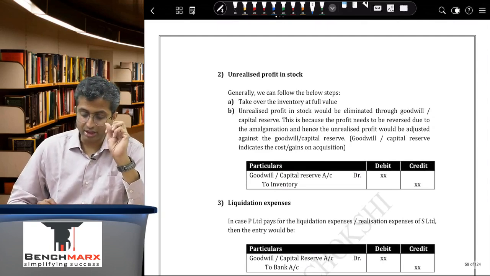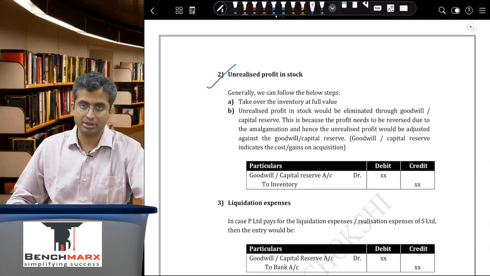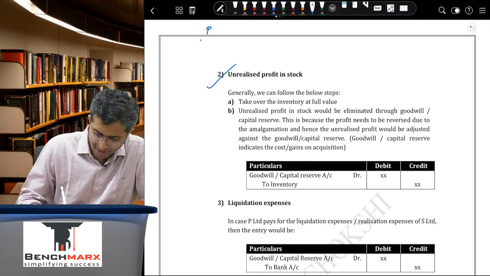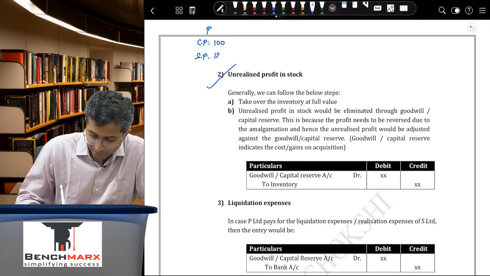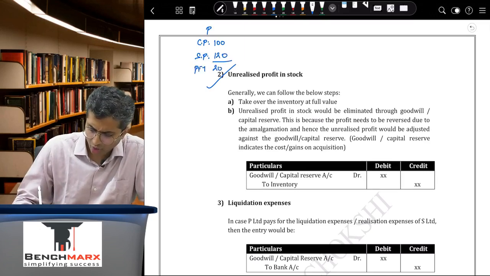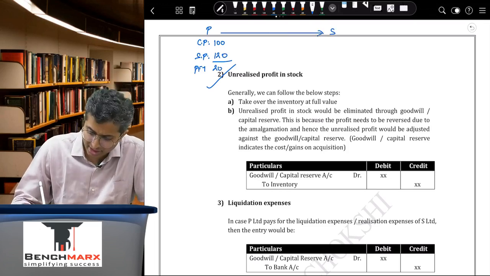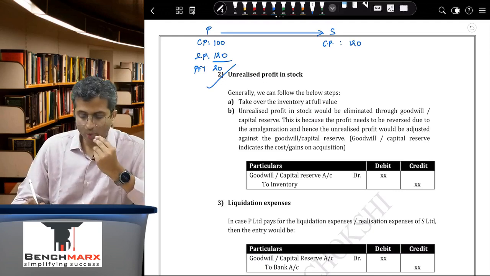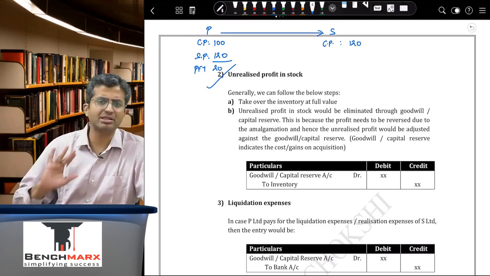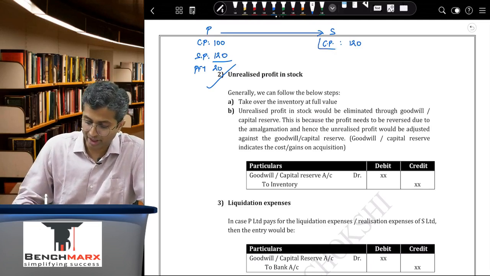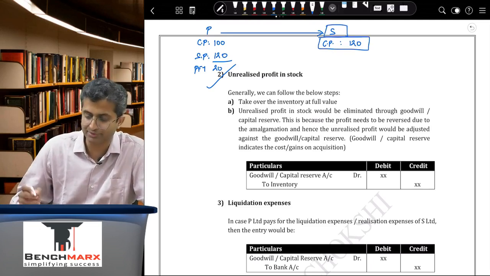Another interesting adjustment that can come is if there's an unrealized profit in stock. So for example, the purchasing company had a stock which had a cost price of 100. It sold this at 120 and hence it recognized a profit of 20. Now this sale was made to a separate company called S, which purchased these goods at a cost price of 120. Acha. Now what happens is P manages to take over S, and if P manages to take over S, among other things, it will also take over the stock of this company.